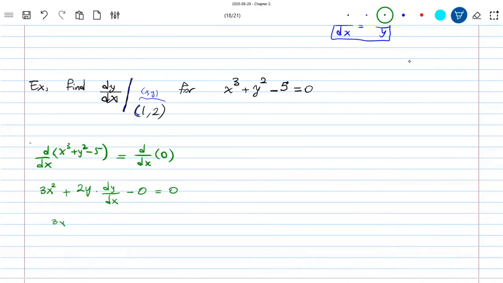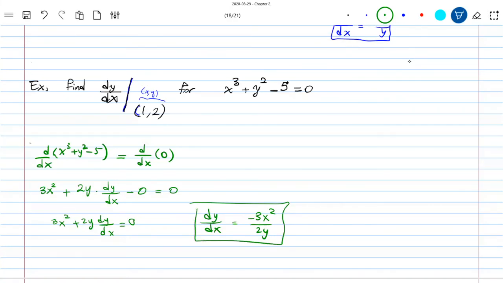So what we have is 3x squared plus 2y dy over dx equals 0. So subtract the 3x squared and divide by 2y. Similar to the last one, you'll get dy over dx equals negative 3x squared divided by 2y. This would be the derivative. If they ask you to evaluate at (1, 2), so you say dy over dx at (1, 2) is simply replacing 1 for x and 2 for y. You'll get negative 3 times 1 squared divided by 2 times 2, which would be negative 3 over 4.